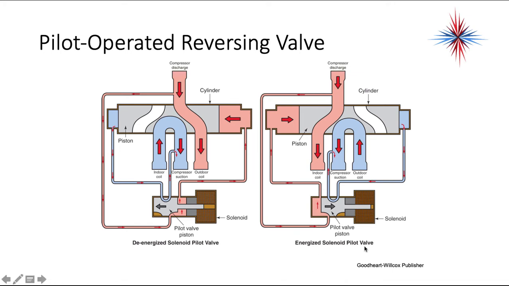Then we energize the pilot valve solenoid, which pulls that piston over into the solenoid. We now allow our discharge gas to come through the capillary tubes on the left side of the piston and it pushes it into heating mode. And again, de-energized and energized for heating or cooling will vary on different units. Always make sure you've checked that.